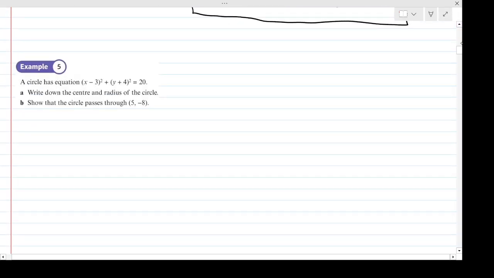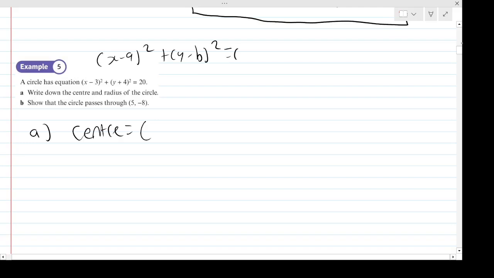A circle has equation x minus 3 squared plus y plus 4 squared is 20. Part A says write down the centre and the radius of the circle. So we don't need to do much here because it says write down. There's not really much maths or steps involved. We have the formula here, x minus a all squared plus y minus b all squared equals r squared. And by the way, you will need to remember this. It's not in the formula book. However, when you get practice and used to it, it should hopefully start to come to memory.